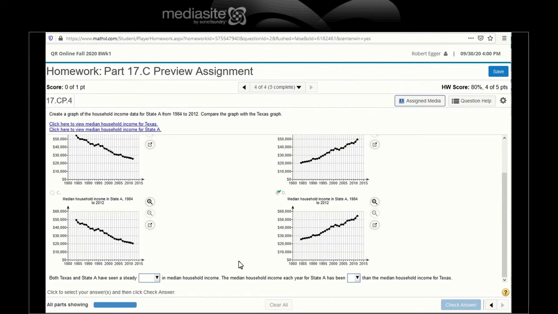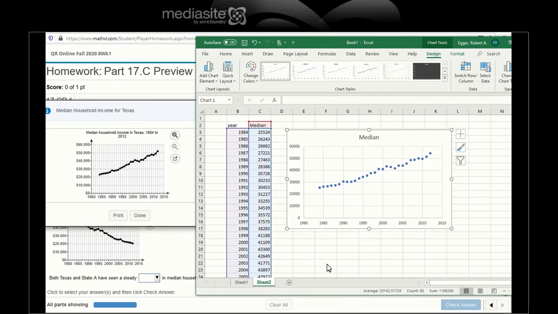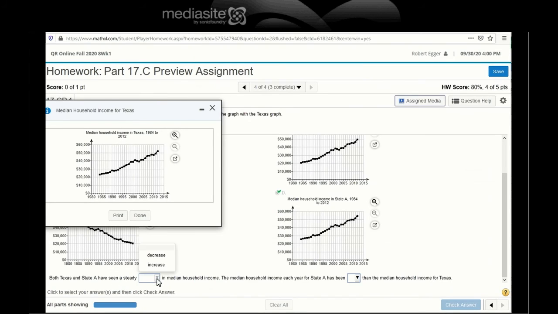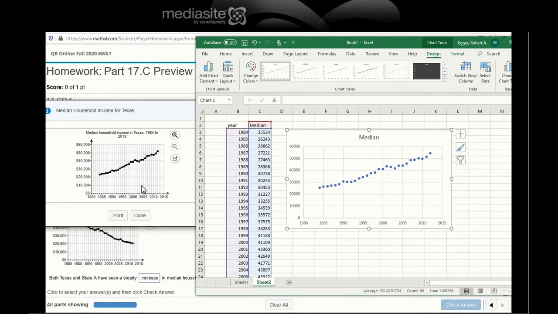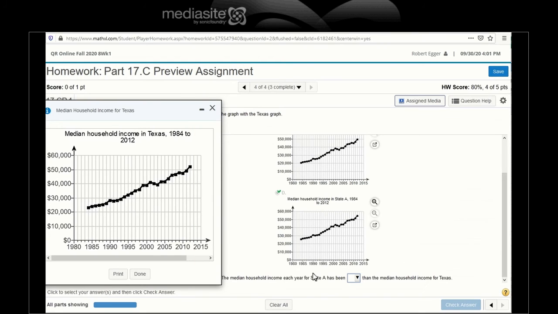Alrighty. Both Texas and state A have seen a steady increase in median household income. Okay, here is Texas. Here is state A. The median household income each year for state A looks like it may be a smidgen higher. Compare Texas with state A. Very similar shape, but always a smidgen higher. Not by much, but still technically more.